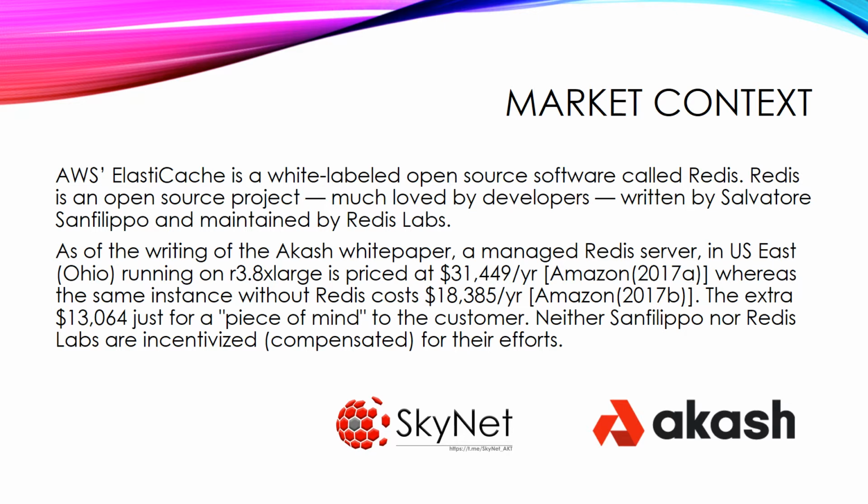As of this writing of the Akash white paper, a managed Redis server in U.S. East Ohio running on Amazon's R3.8 extra large is priced at $31,449 a year, whereas the same instance without Redis costs $18,385 a year. The extra $13,064 is just for the peace of mind of having Amazon's name labeled on it.